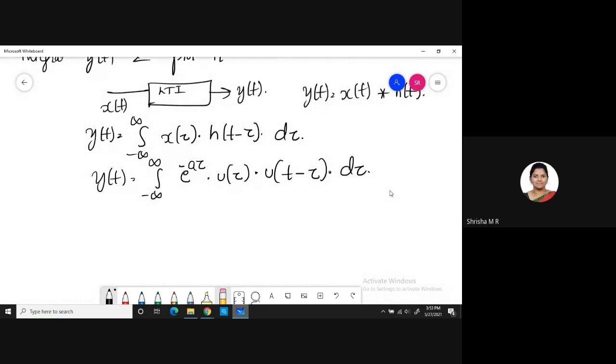Now you try to plot u of tau into u of t minus tau. We'll try to fix one variable and plot the other variable. So u of tau is nothing but u of t, the unit step. Tau is your x-axis here, so it will exist from 0 up to infinity with amplitude 1, the unit step signal. How will you plot u of t minus tau?